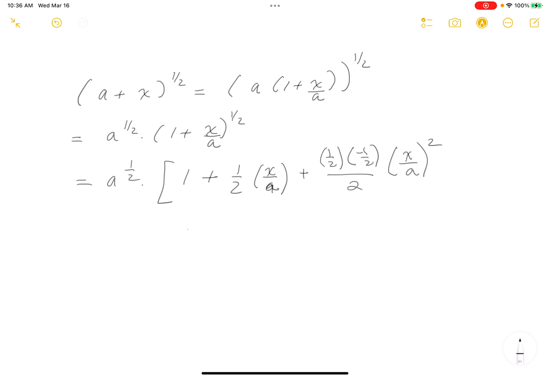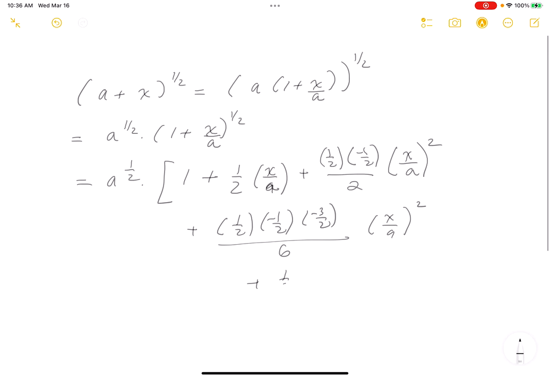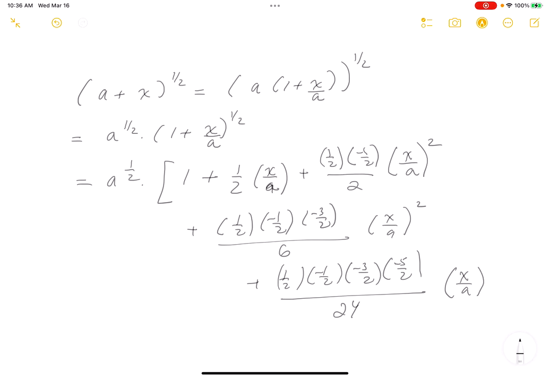Let's keep going. Plus 1/2 minus 1/2, and it's going to be 1/2 minus 2, which is -3/2, over 3 factorial, which is 6, x over a squared. Now one more term, 1/2, and I want to point out there's a really nice pattern to this. The numerator is going down by 2. So -1, -3, and then -5. And that's going to be what? 4 factorial, which is 24. And then it's going to be x over a cubed.